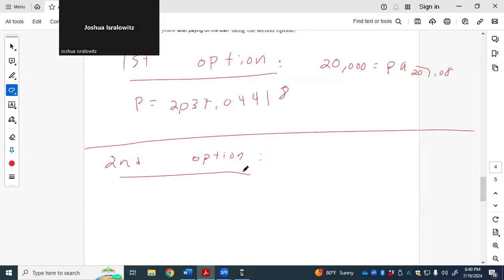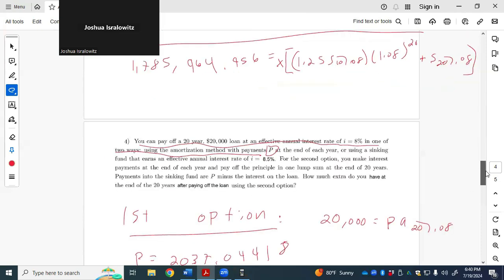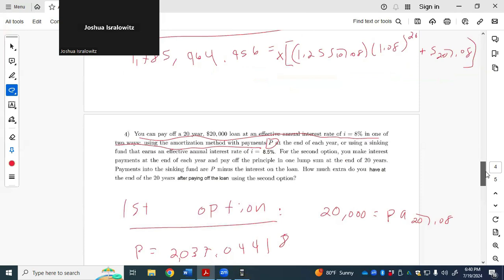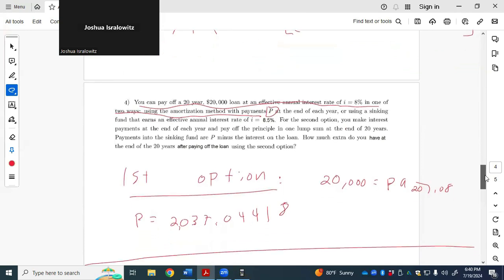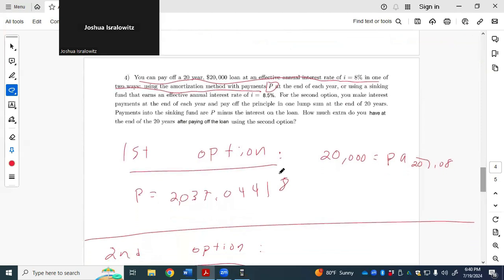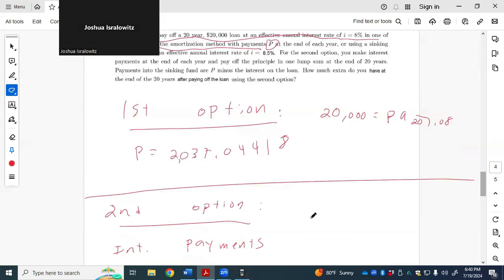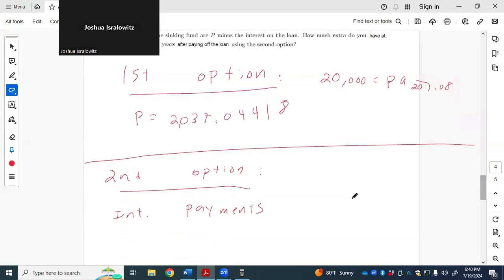Okay, so for the second option, your interest payments are simply, again, you never touch your principal of 20,000. So the loan is 8%. The interest payments are going to be just 8% of 20,000, which is 1,600.